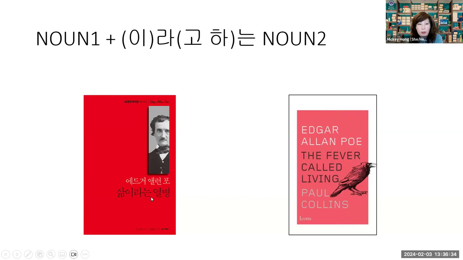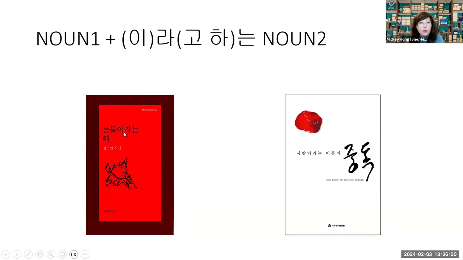삶이라는 열병, 열병 is fever. A fever called living. 삶 is life, living. It ends in double consonant, so 이라는. 눈물이라는 뼈. So, 뼈 is bones, and 눈물 is tears. So, bone called tears. Okay, it's a very poetic effect because it's a poetry collection.